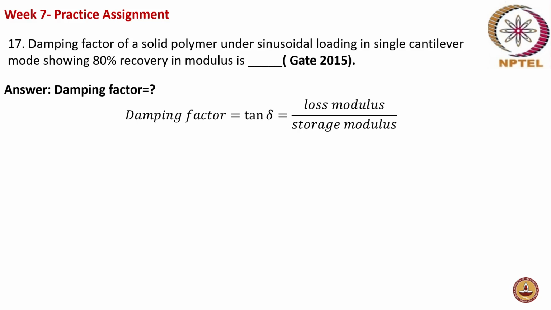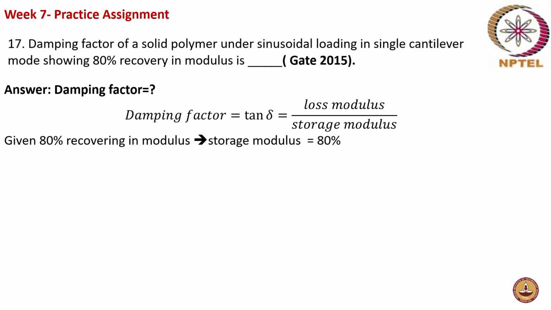Your damping factor is nothing but your tan delta. So damping factor is equal to tan delta. Tan delta is the ratio of loss modulus to storage modulus. Next, they have given 80% recovery in modulus. That means the storage modulus is 80% because 80% is recovered. That means 80% is stored back. So storage modulus is 80%.